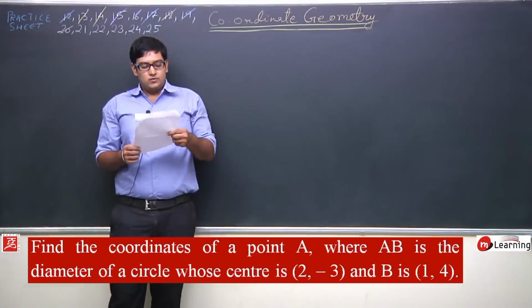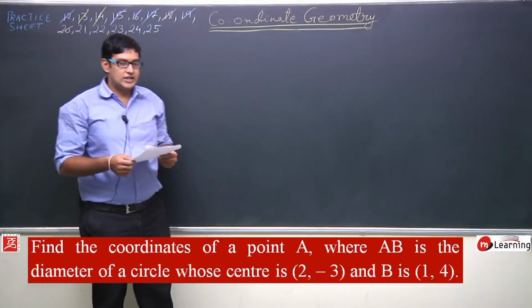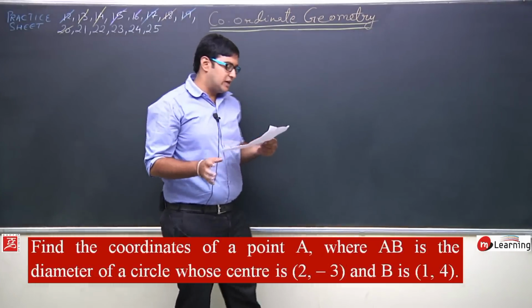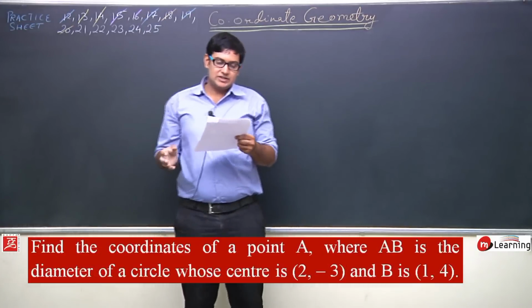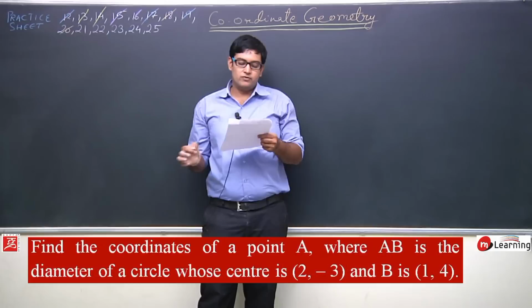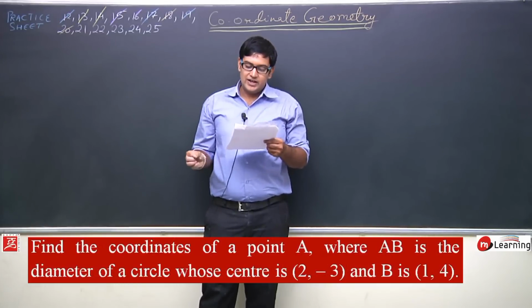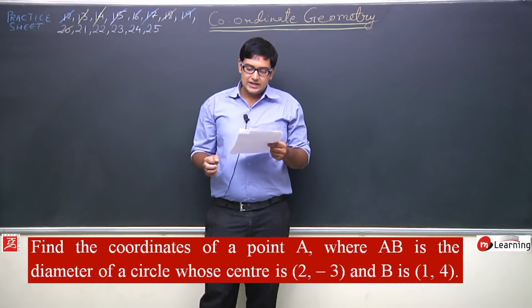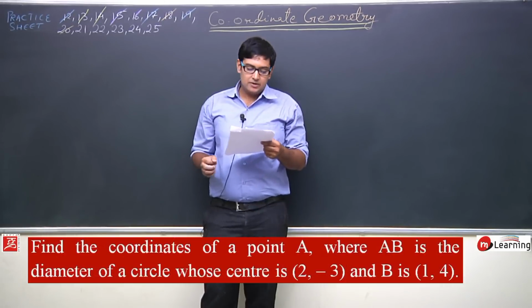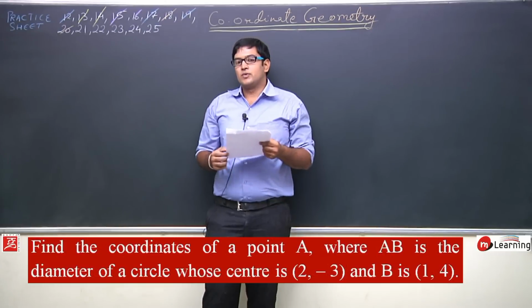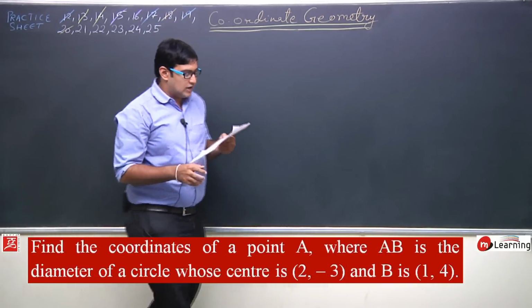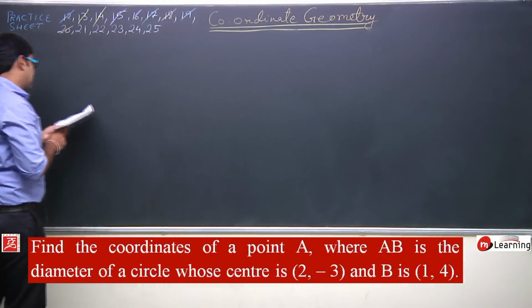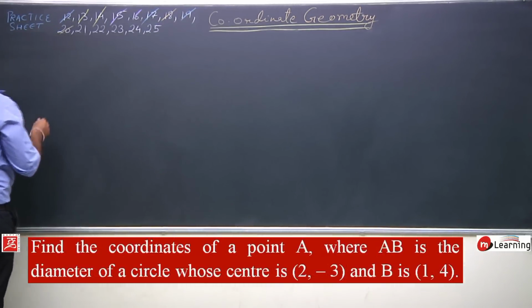Okay, now let us solve question number 21 of the practice sheet. We have discussed up to question number 20. Question number 21 says, find the coordinates of a point A where AB is the diameter of a circle whose center is (2, -3) and B is (1, 4).